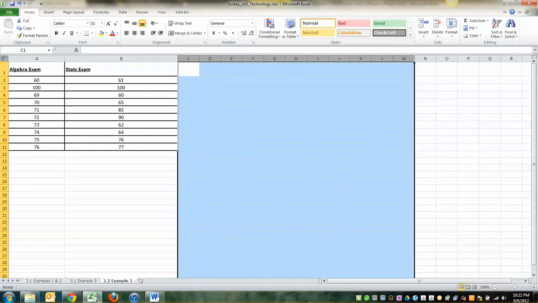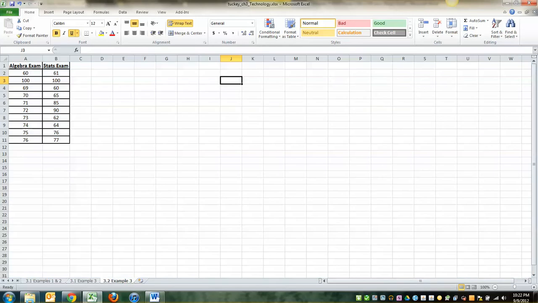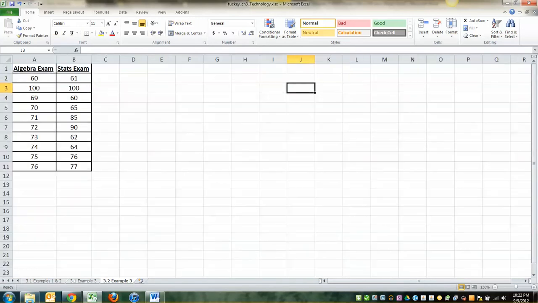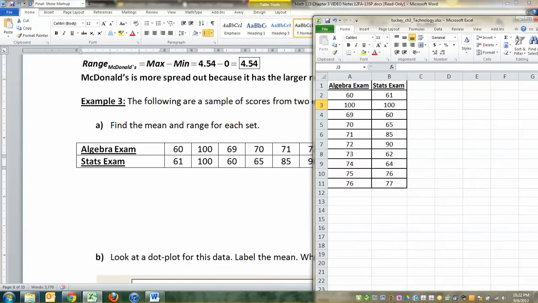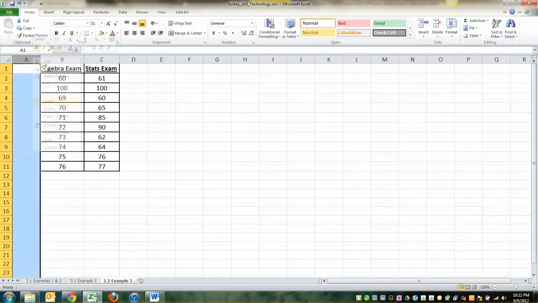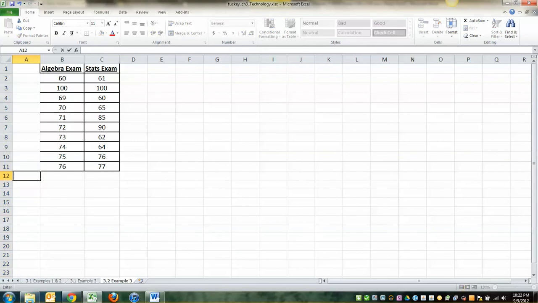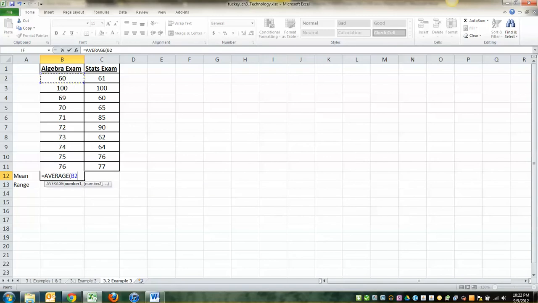All right. Now we're going to find the mean, I think, and the range. I'm just kind of cleaning up my spreadsheet here, and I'm going to zoom in to make it easier for you to see. Okay, find the mean and the range for the data set. So I'm going to label these. Matter of fact, I'm going to insert a new column here. Mean, range. Now the mean, remember we learned how to find before, it's equal to the average of this data set.